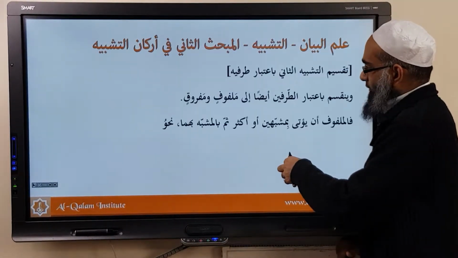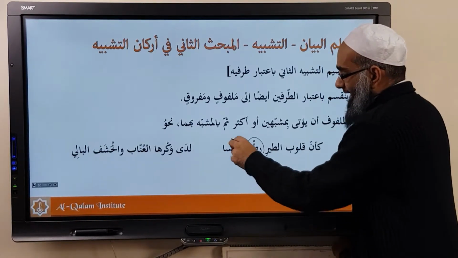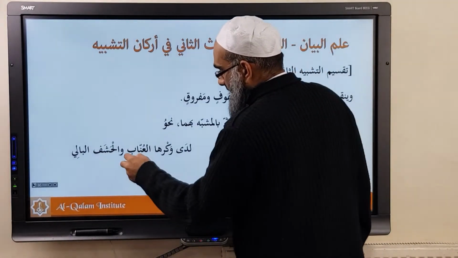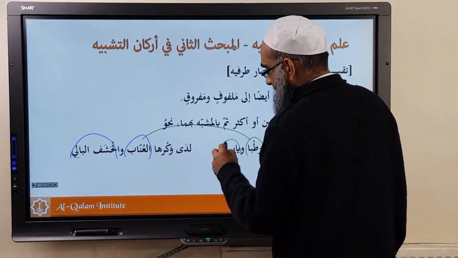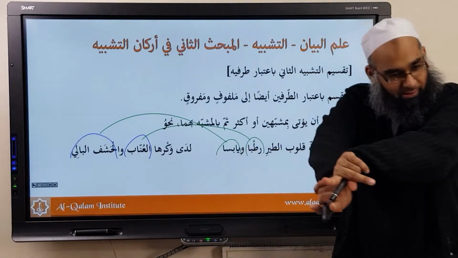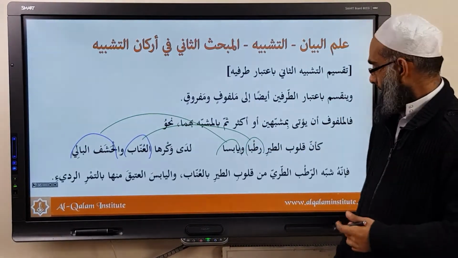Okay, so he's saying here, so again, go back to here. This is malfoof. Why is it malfoof? Because the ratab and yabis and the mushabbah bihi is what? Unnab and hashbali. But this one goes to this and this one goes to that. They're interweaved. They're wrapped into each other. So it's tashbihun malfoofun. Okay?